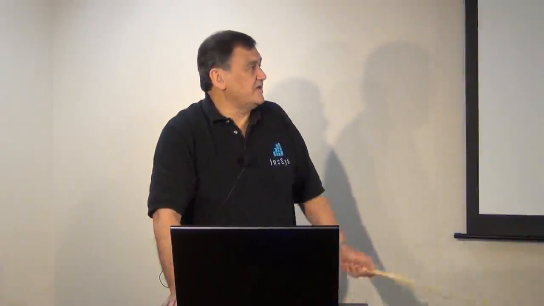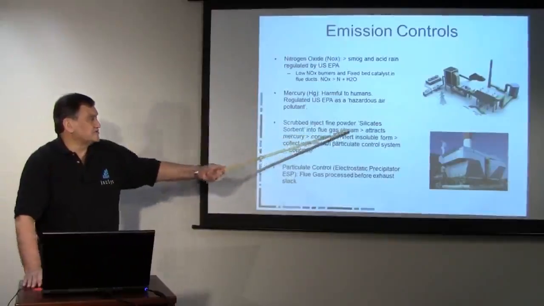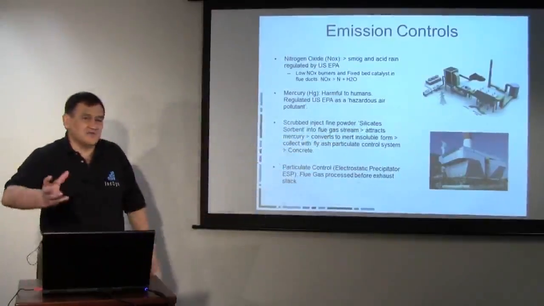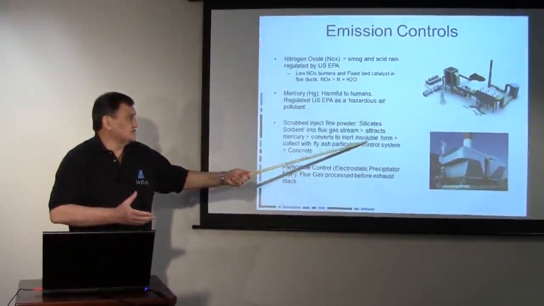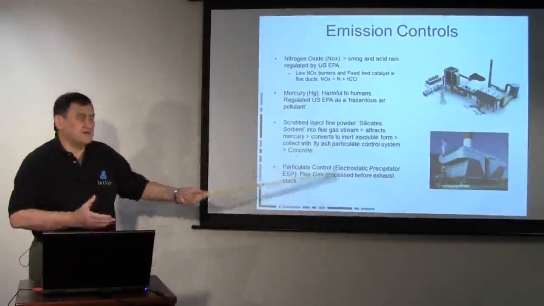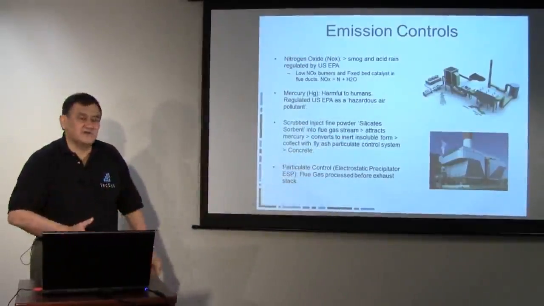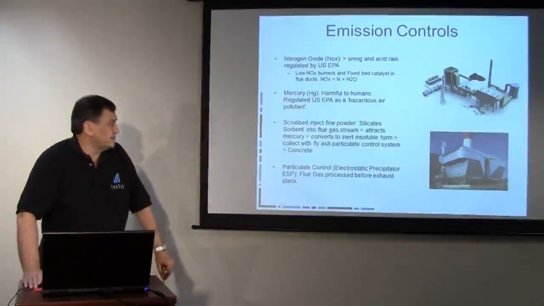There's also been a requirement to extract the mercury. Even though there's a very low percentage of mercury in the coal, the fact that it goes up through the flue gas and then goes out into the environment, goes to the oceans, is eaten by fish, provides a hazard for human life. So we're seeing people have special scrubbers where they use what's called a silicon absorbent, and that attracts the mercury. It converts it to an inert, insoluble form, and you can collect that as part of the fly ash and embed it in concrete, and so it becomes very harmless to the environment.